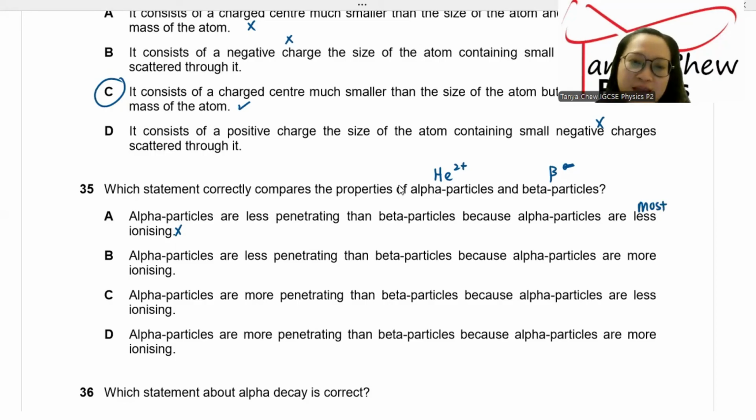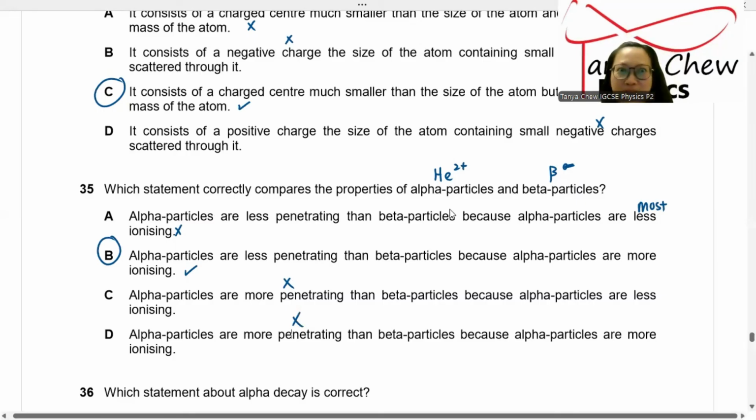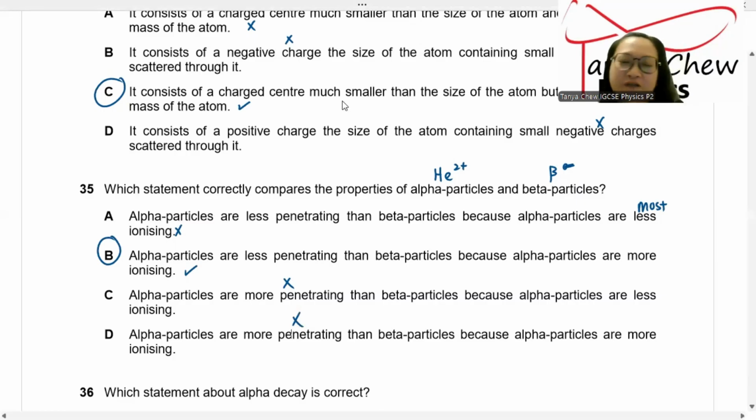B, alpha particles are less penetrating than beta particles because alpha particles are more ionizing. This is correct. Alpha particles are more ionizing. Alpha particles are less penetrating because alpha particles are big particles. They cannot penetrate through a lot of stuff.